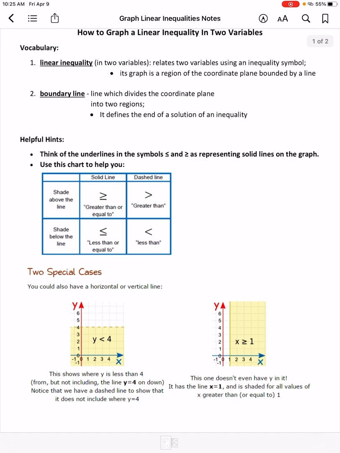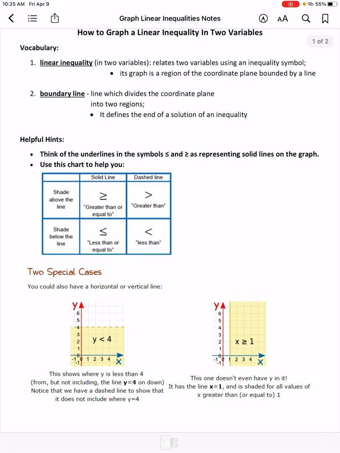The boundary line, if it's dotted, is not part of the solution. If the boundary line is solid, then any point on that line is part of the solution. And again, some helpful hints, just looking at where to shade. If you see a greater than or equal to, we're shading above the line. If you see a less than or equal to, we're shading below the line.